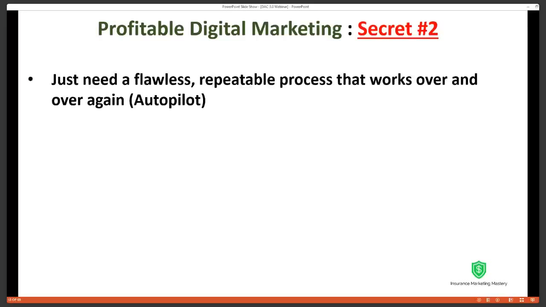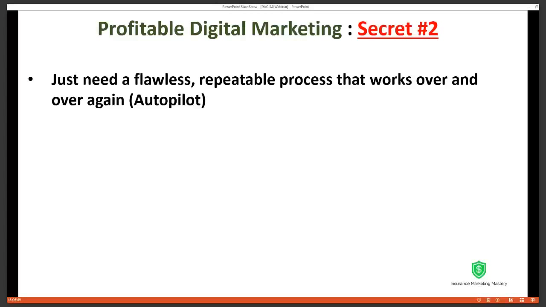Now, the biggest key I found when I did digital marketing and finally learned how to do it right in our industry was that it needs to be near flawless. I say flawless, there's no such thing as perfect, right? But more importantly than being perfect, it needs to be a repeatable process that works over and over again. I like to call it autopilot.